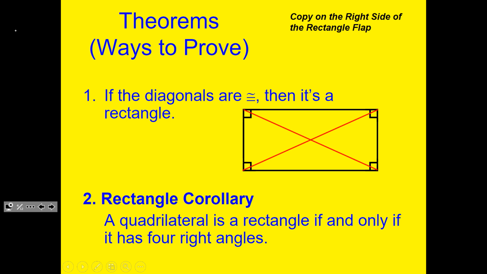Or if it's on a coordinate grid, you might be given the coordinate points for those corners, and then you could use distance formula to prove if those lines are the same length. Okay? And then we have a rectangle corollary. Corollary, again, kind of like a postulate or a theorem. It's just basically a little rule that we tag on. It says that a quadrilateral is a rectangle if and only if it has 4 right angles, which we already kind of knew, right?